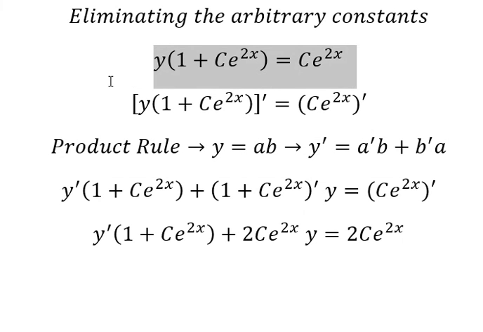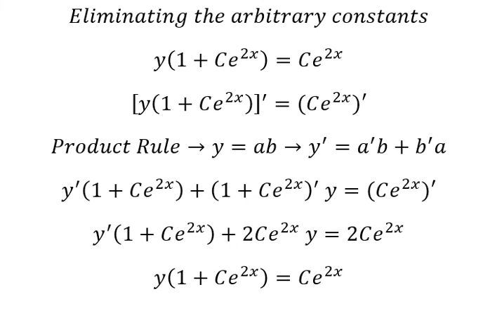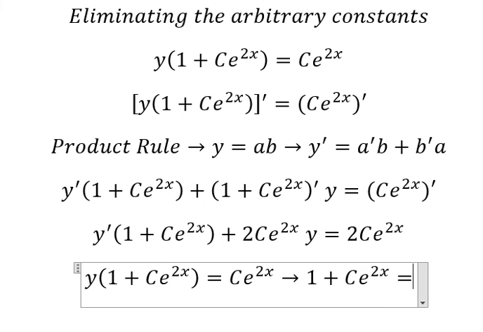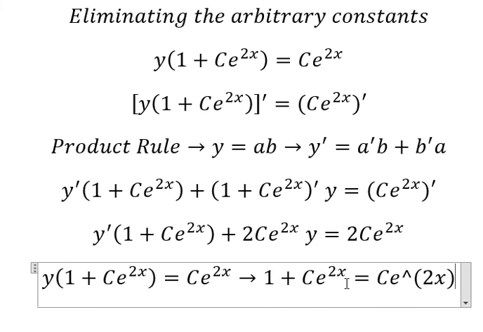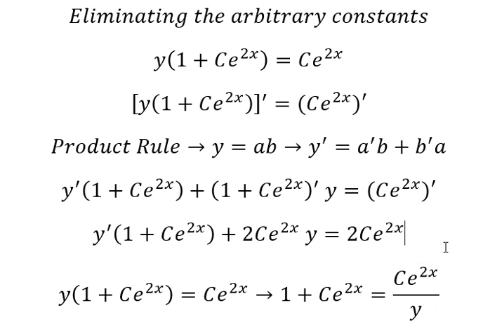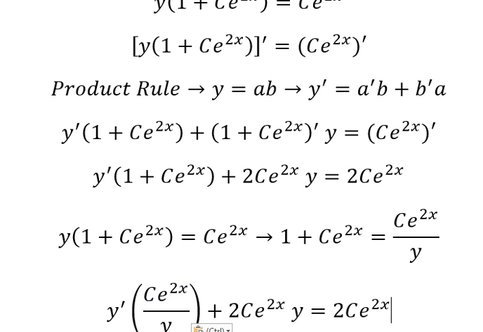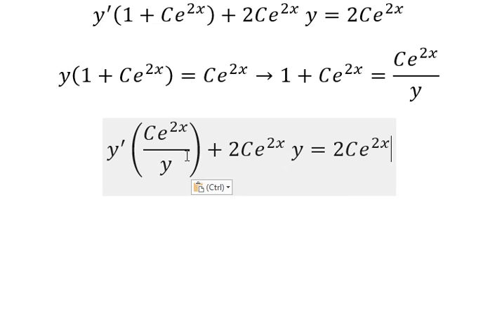Next, we consider this one. Now we divide both sides by y. And we have like this. So I want to change this one into this one. And now we divide both sides by ce to the power of 2x.